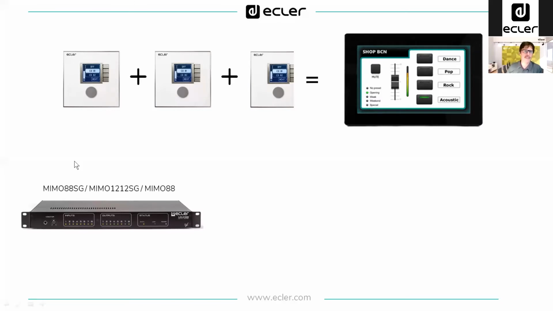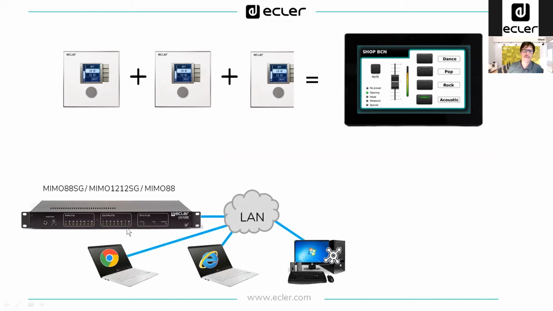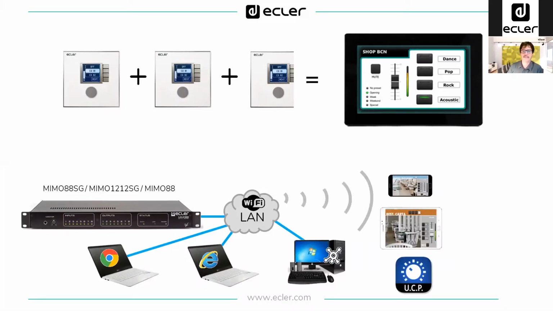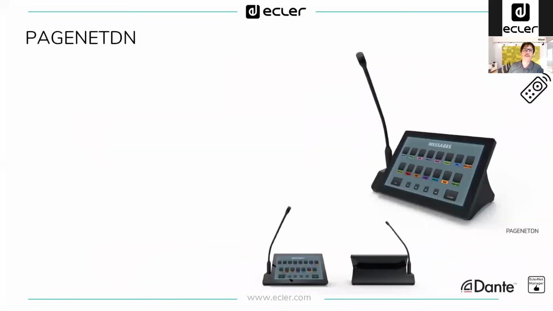If we have a MIMO 88 SG, 1212 SG, or MIMO 88, okay, we have an installation. We connect this into the network, and we configure from a PC. But we can have not only PCs, but also mobile or Android devices connect to these devices. If you don't like the solution that depends on a PC, you can just configure the system with the PC and then change this UCP server from a PC to a WPNet Touch, and it will perform as well. Okay.